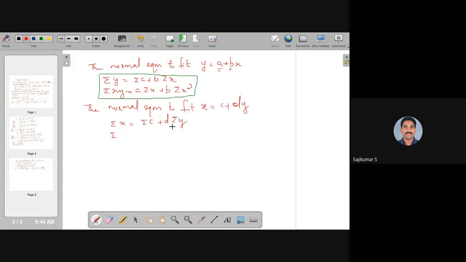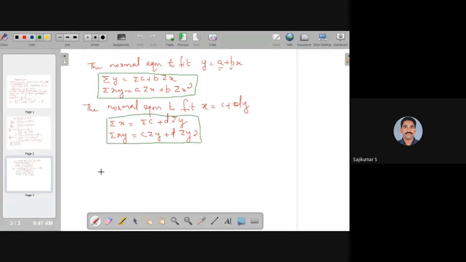So we are multiplying the first equation with y. So this becomes sigma xy equal to c sigma y plus d sigma y square. So this is the second normal equation. We have to memorize this equation also. This is the method by which we compute the best fitted parameters for the regression line of y on x and the regression line of x on y.